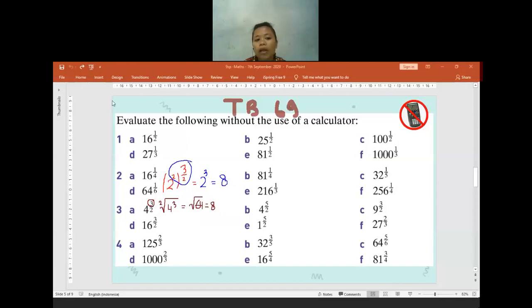Is there anyone having any question or getting confused? Because the question is asking to evaluate, the answer has to be a whole number, not an index number. Is there anyone having any difficulties or getting confused?